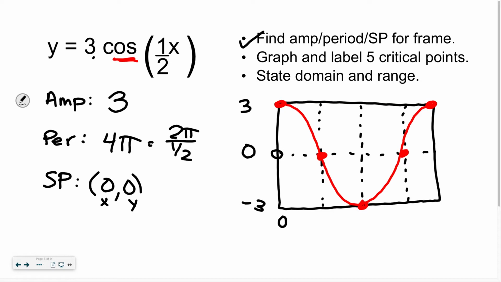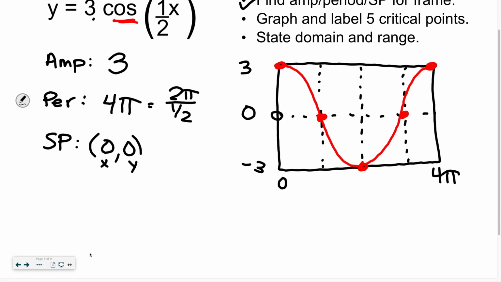Okay, I'm going to talk about the 2 methods for horizontal spacing. On this one, method 1 is not bad. Method 1 would be go to your period, 4 pi, go to your x coordinate starting point, 0, and add 4 pi to that. So 0 plus 4 pi is 4 pi. So the end of my frame must be 4 pi. Okay, so the distance from 0 to 4 pi is my period, which it would be.